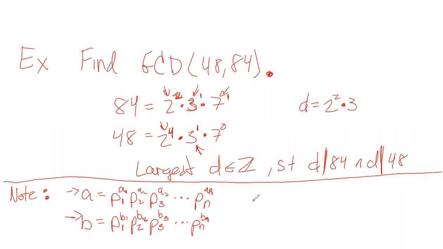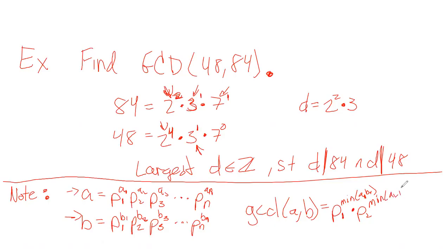Given that we know that each number, A and B, has a unique prime factorization, we can now define the GCD of A and B in terms of this prime factorization, simply equal to P1 to the... well, what did we do? We essentially identified the largest exponent that is shared by both numbers, which is the minimum exponent for each of the primes across each of the numbers. And so this is P1 to the min of A1 comma B1, times P2 to the min of A2 and B2, and then dot, dot, dot, all the way up to P_N to the min of A_N comma B_N.